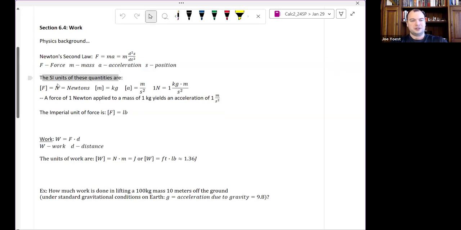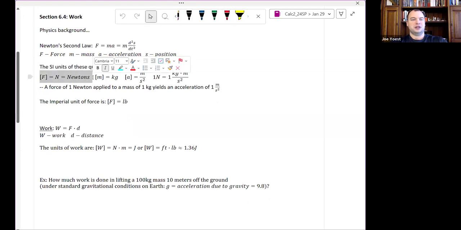The SI units for these, the units of force, are newtons, units of mass, kilograms, units of acceleration, meters per second squared, and 1 Newton is 1 kilogram meter per second squared. In other words, a force of 1 Newton applied to a mass of 1 kilogram yields an acceleration of 1 meter per second squared.